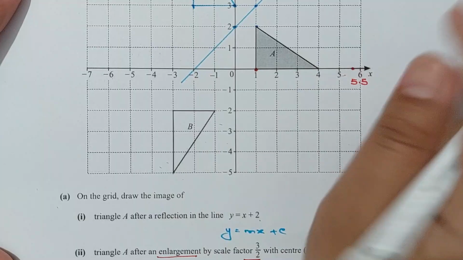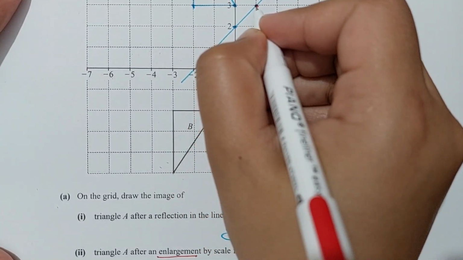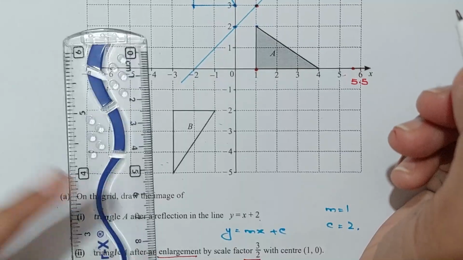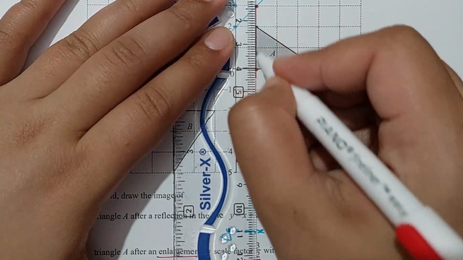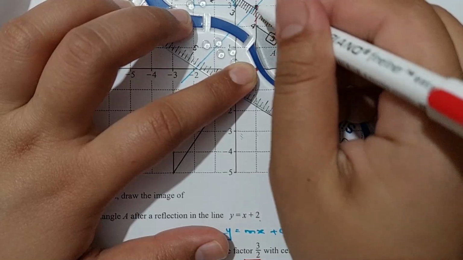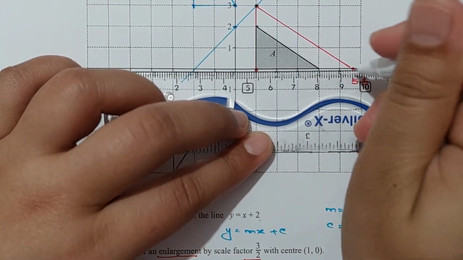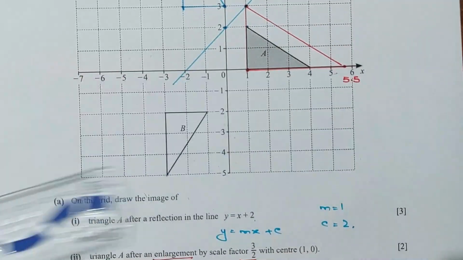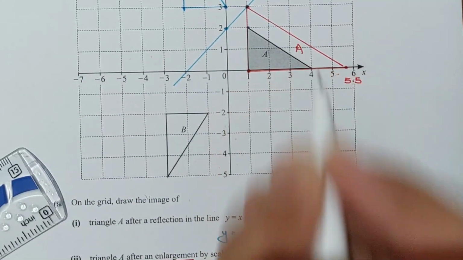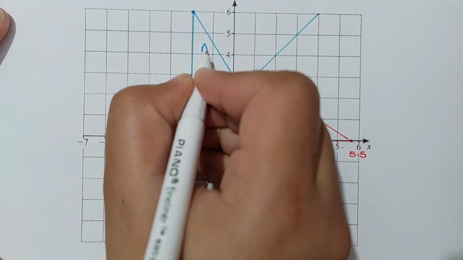And for the other, 0 and 3, so 0 units horizontal, 3 units up, 1, 2, and 3 over here, which is 1 and 3. So this would be the enlarged triangle A.